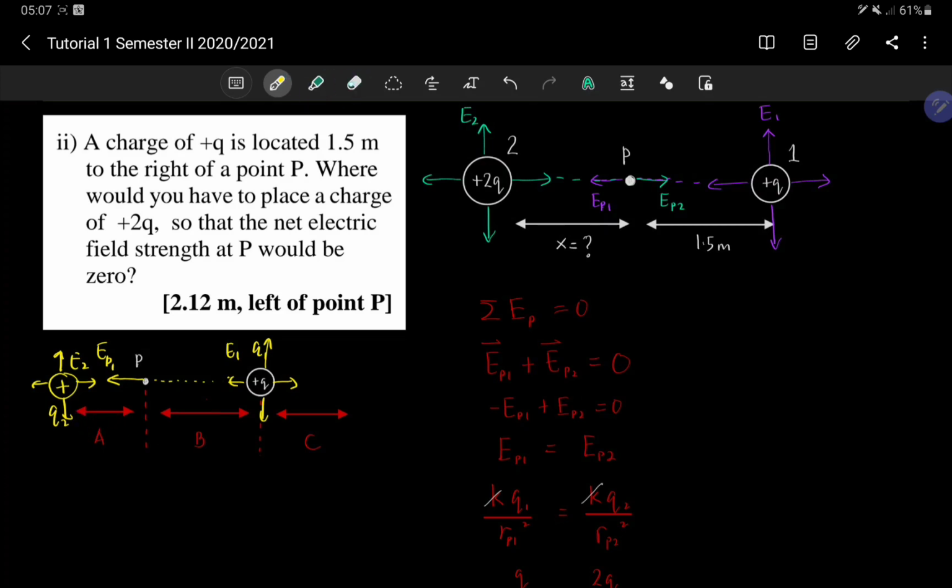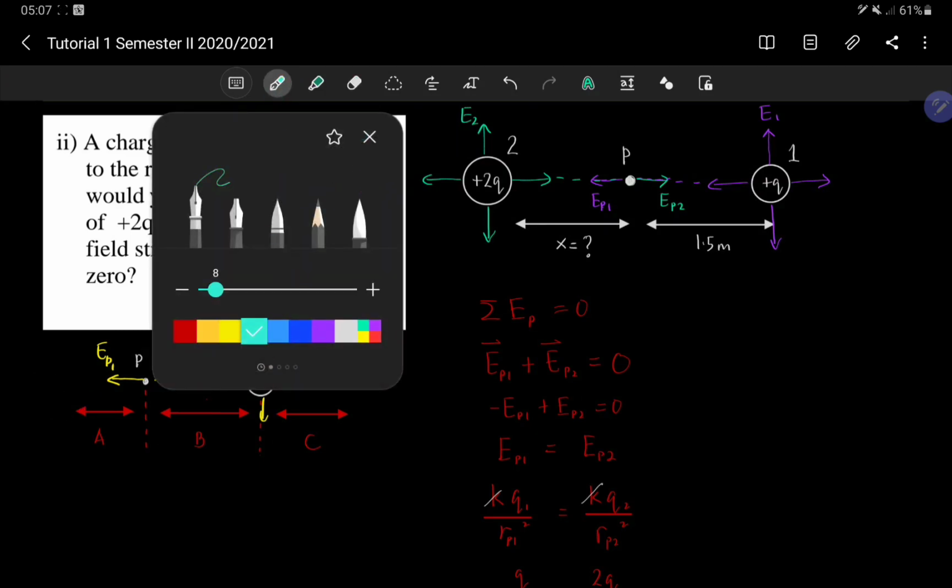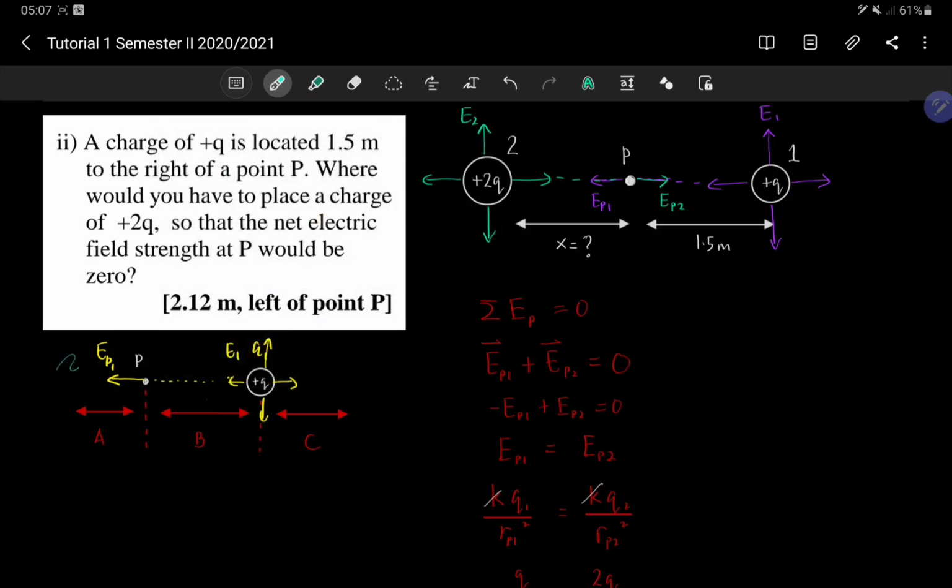I think we need to use a different color so that we can see it more clearly. Let me change the color first, using green. By locating the charge to be here, this is E2, where this is Q2. So elongate the line. This is E2, E on P by 2. So E on P by 1 is directed to the left, and E on P by 2 is directed to the right. So two different directions, negative and positive, so they may cancel each other by locating Q2 at A.